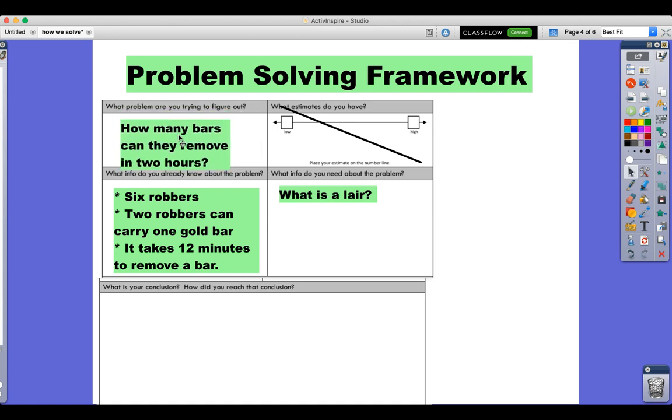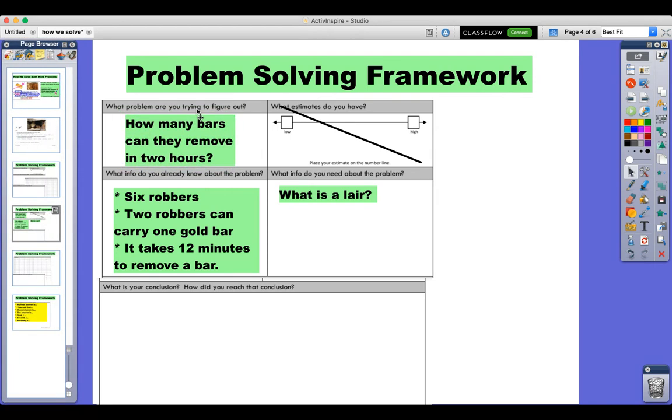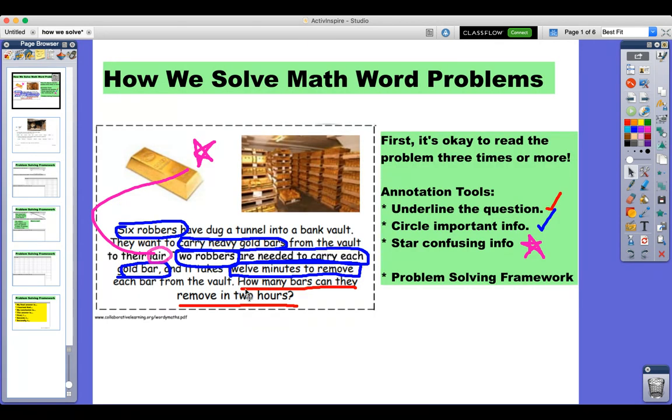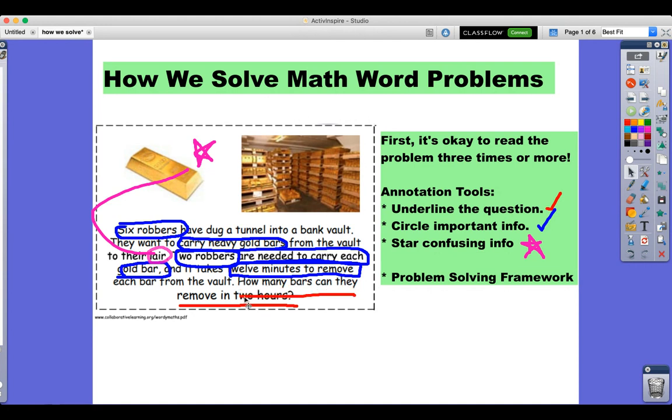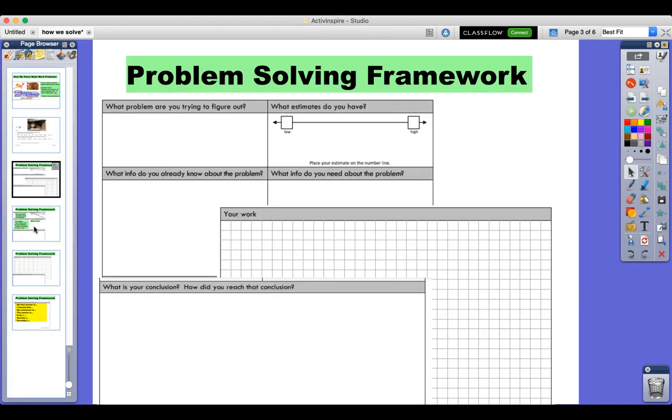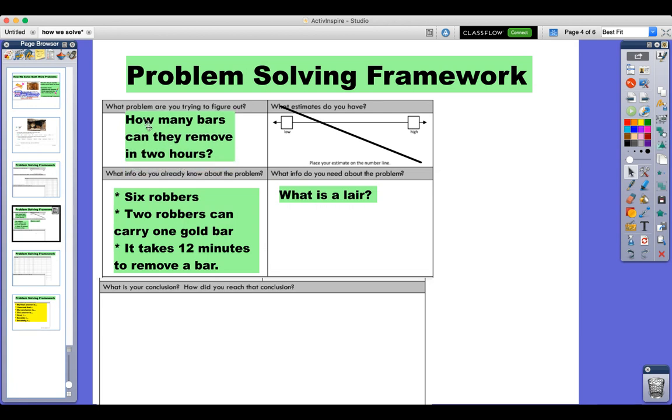So for example, well, what problem are you trying to figure out? This is the first section. What problem are you trying to figure out? Well, it's actually what I underlined in red. This is the problem that I'm trying to figure out. How many bars can they remove in 2 hours? So I wrote that here. How many bars can they remove in 2 hours?